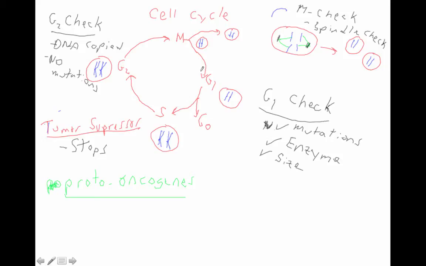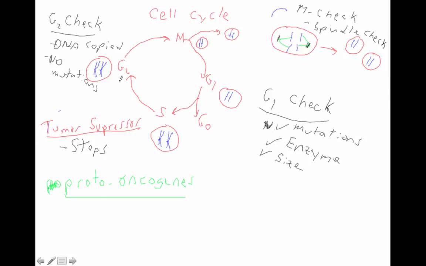Meaning, as you're moving through the cell cycle at the G1 checkpoint, if the cell detects mutations or if it detects the enzymes aren't ready to copy the DNA or if the cell's too small, the genes that then encode the enzymes will stop the cell cycle right here. So the tumor suppressor genes stop the cell cycle here if there are any mutations or if it's just simply not ready to move into S phase.